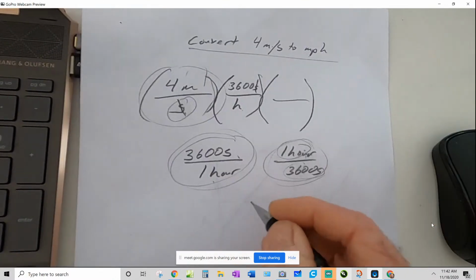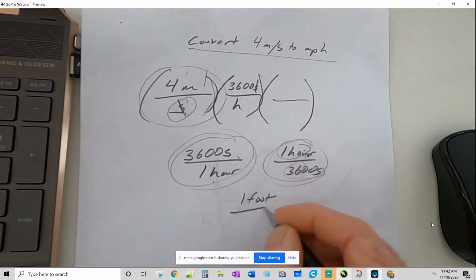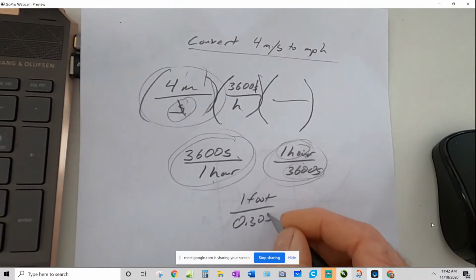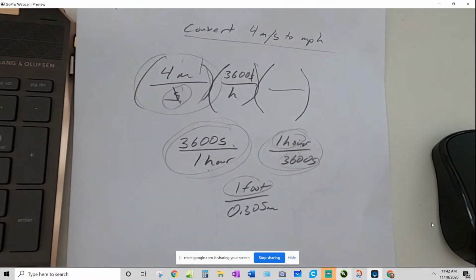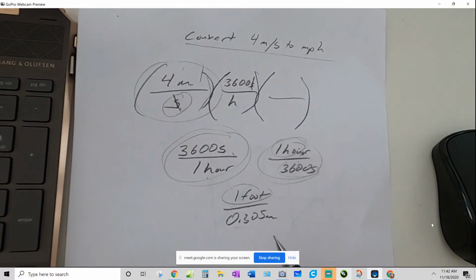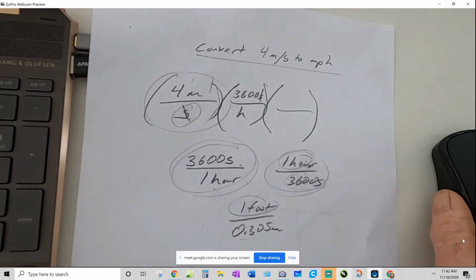I know that 1 foot is 0.305 meters. And I know that because we use the 1 foot floor tiles in the physics room a lot to measure meters. And they're all 0.305 meters. So I want to get to feet, and then I'll get to miles after that.